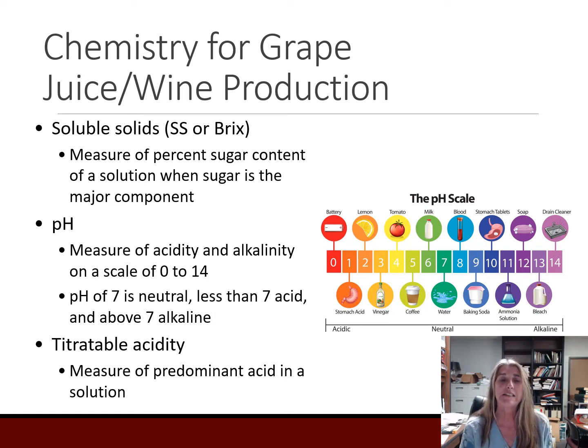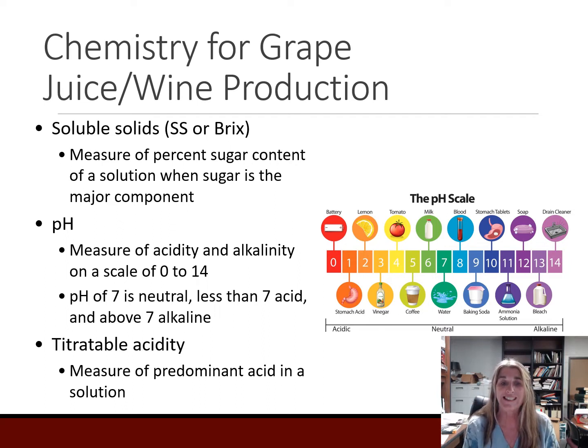The first one is soluble solids. Sometimes you'll see that referred to as SS or Brix. These measurements are very similar. Basically, they are a measure of the percent sugar content of a solution when the sugar is the major component. And of course, in terms of grapes, it is one of the major components.